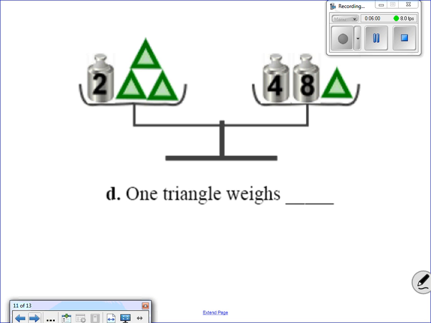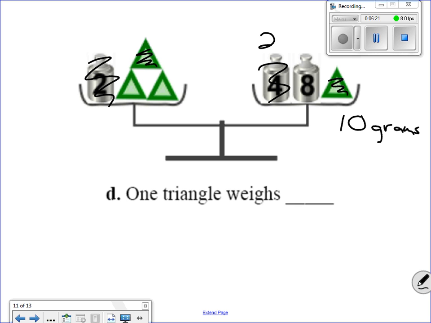Some more weight. It's not 48 over there. It's a 4, and it's an 8. Well, automatically I can cross off a triangle. I'm going to cross off 2 grams here. I'm going to take away 2 grams over here. So I have a 2 over here, and I have an 8. So that means I have 10 grams total on this side. All I did, kids, was add 2 plus 8. I have 2 triangles over here. If I have 2 triangles equals 10 grams, that means each one of these has to weigh 5. So 1 triangle weighs 5 grams.